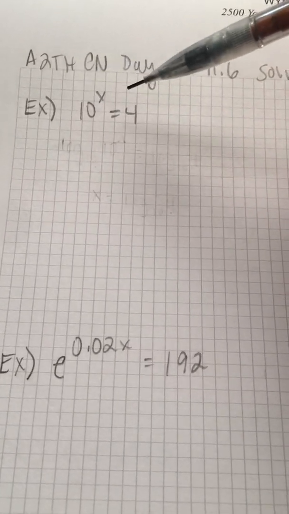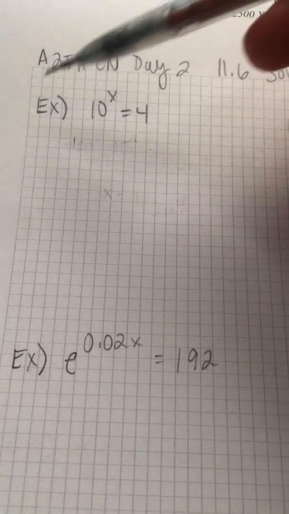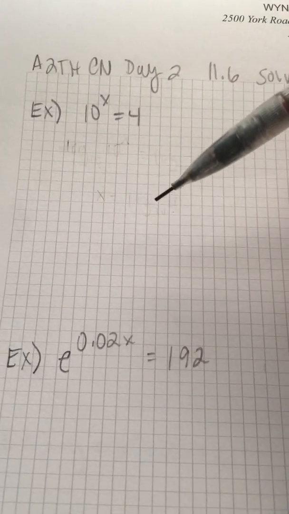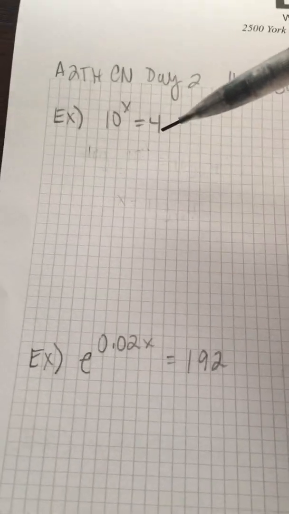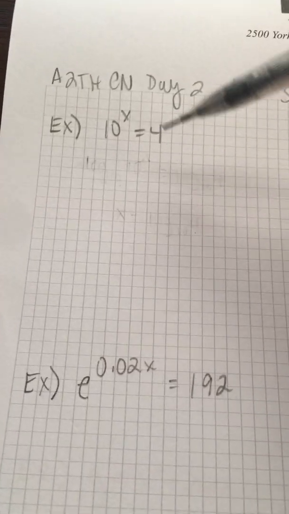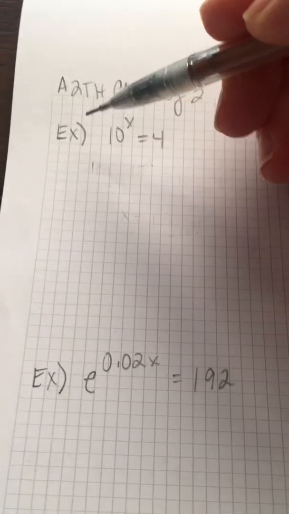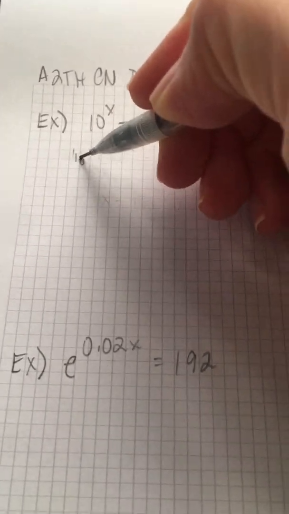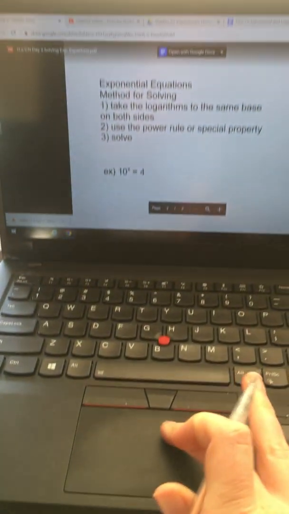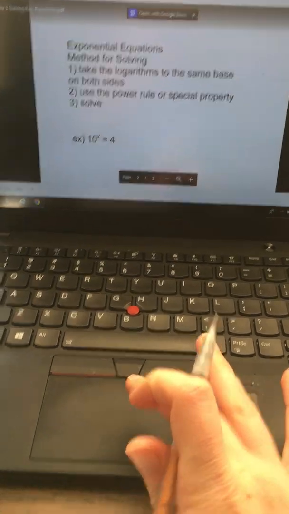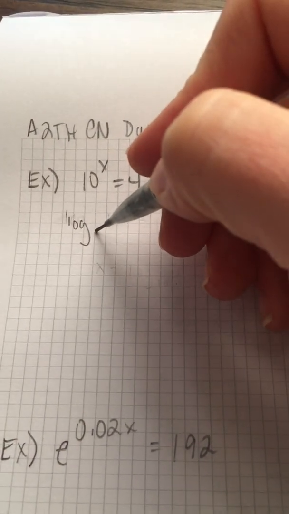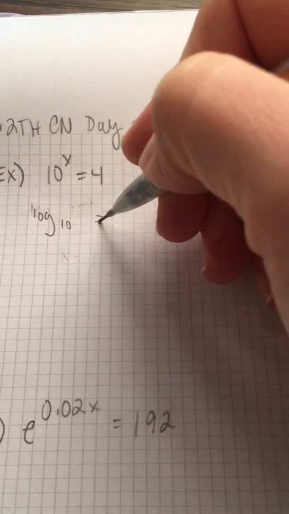If you do log base 4, then you're going to use your power rule and expand. So this is where expanding would come into play, and then you'd have to do some dividing. Log base 4 of 4 would just become a 1, right? But if I do log base 10 of both sides, so I'm using number 1, take the log to the same base of both sides, I'm going to do log base 10 on both sides.